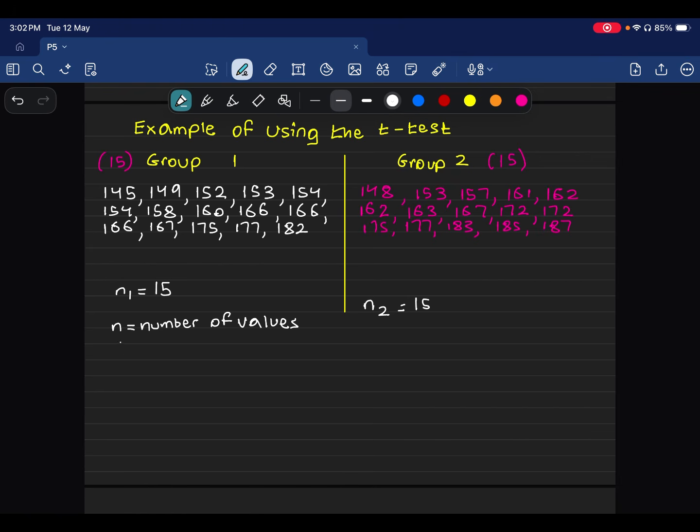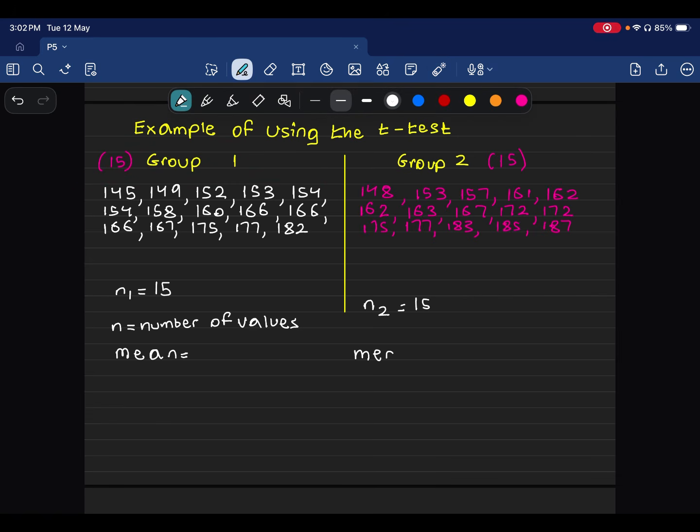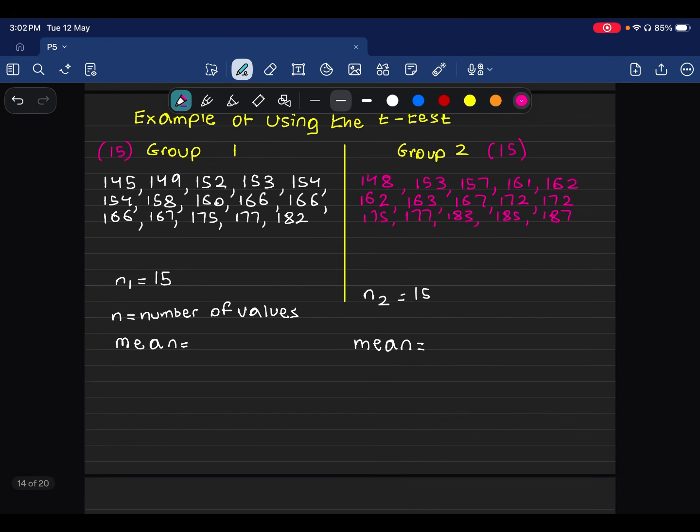Right. Now what you're gonna do? You're gonna find out their mean. Very, very simple. Take a calculator. Add all of these values together and divide by 15. Then do the same thing for group number 2. Now, what are the two things which you have got? You have got the number of values for both data sets and you have the means for both data sets. Right. Now let's look at the steps we will do to calculate the t-value and basically using the t-test.